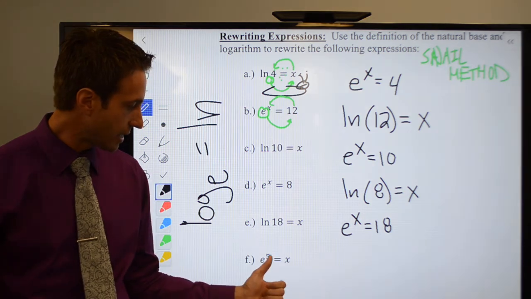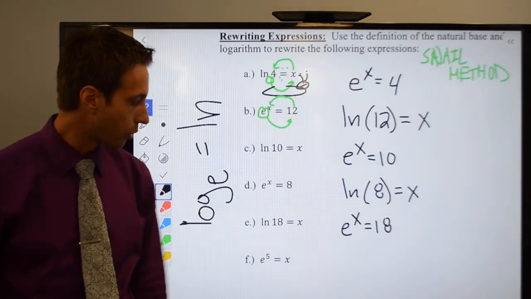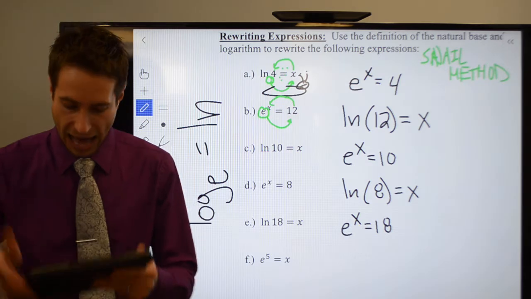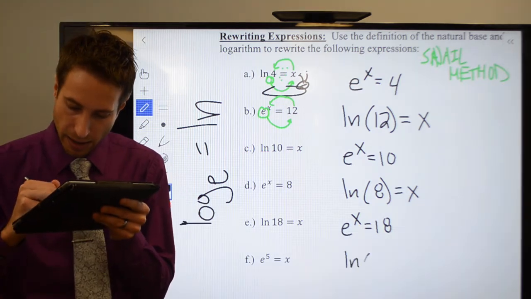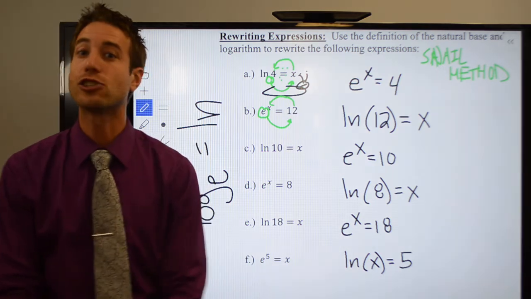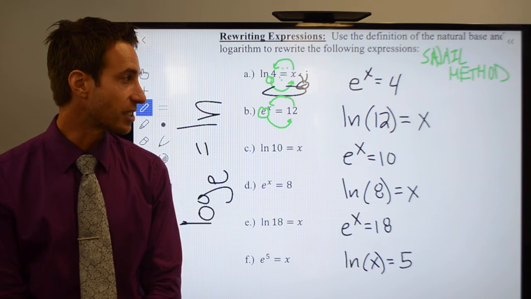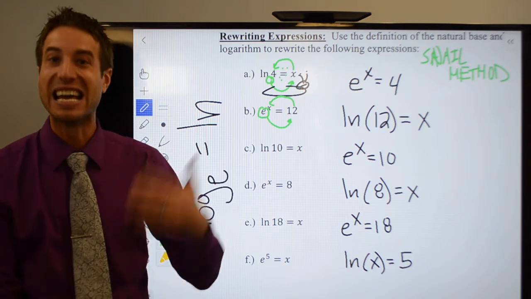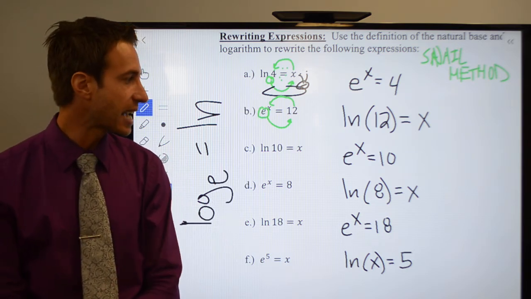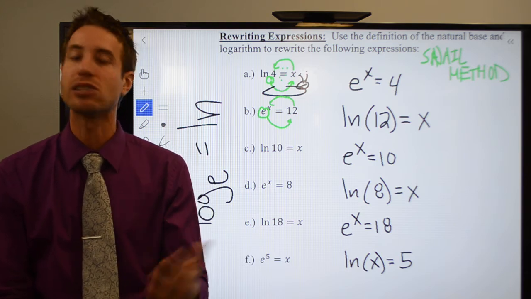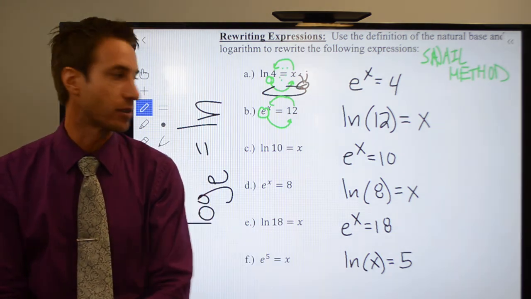And this last one, e to the 5th, is going to become a logarithm, but a base e logarithm is ln, so ln of x is equal to 5. So again, it's just the snail method. We've seen the snail method in every single section. Now we're just applying it to the natural base e. It works the exact same way, and e and ln are just inverse functions. They're the inverse of each other.